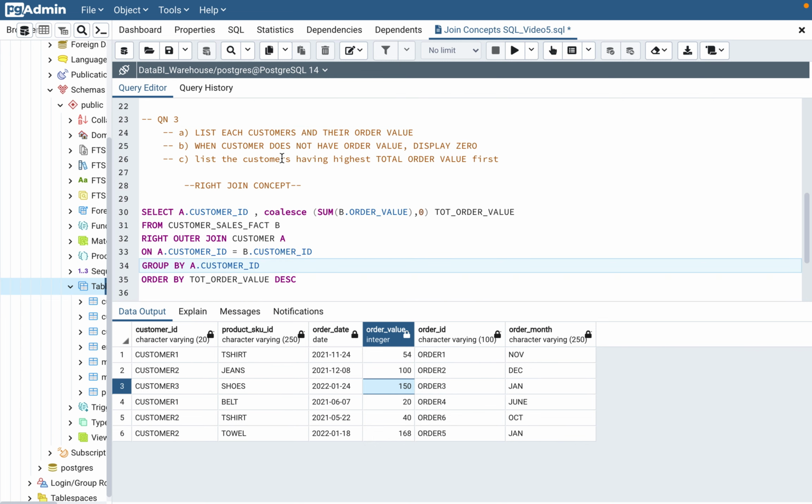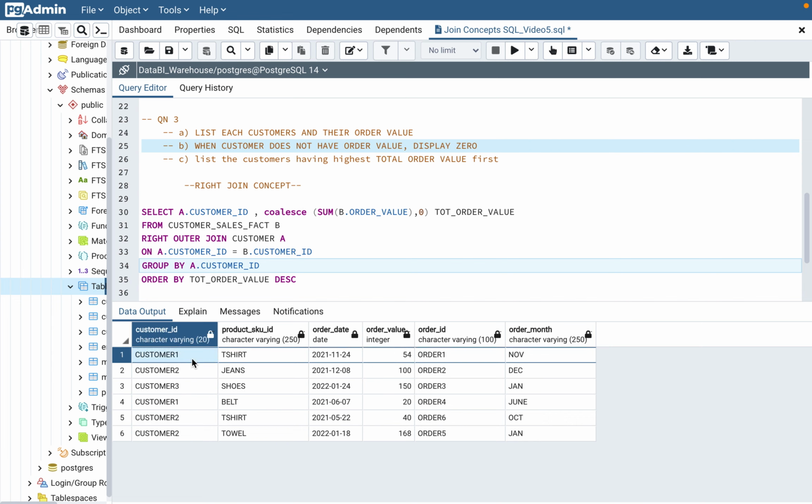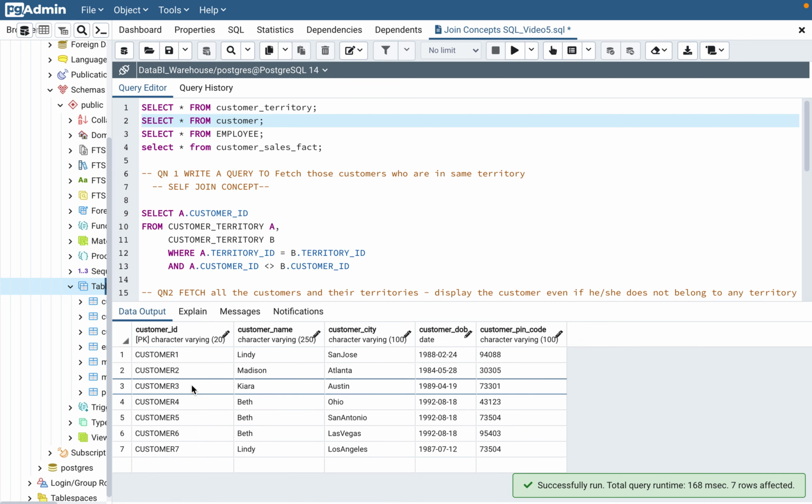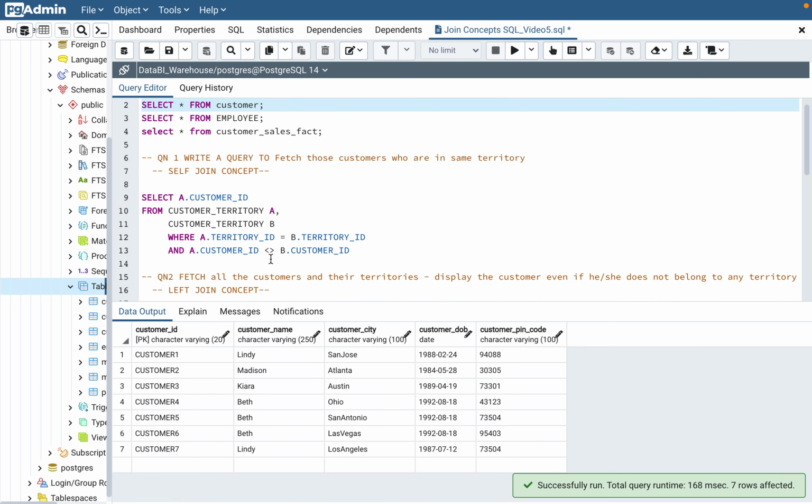Over here: list each customer and their order value. When the customer does not have an order value, display 0. So again, let's see the fact table. In the fact table, you see 1 2 3 1 2 1 2 3, so only 3 customers have an order. And if you see the customer table, you have 7 customers, so 4, 5, 6, 7 did not even have an order.